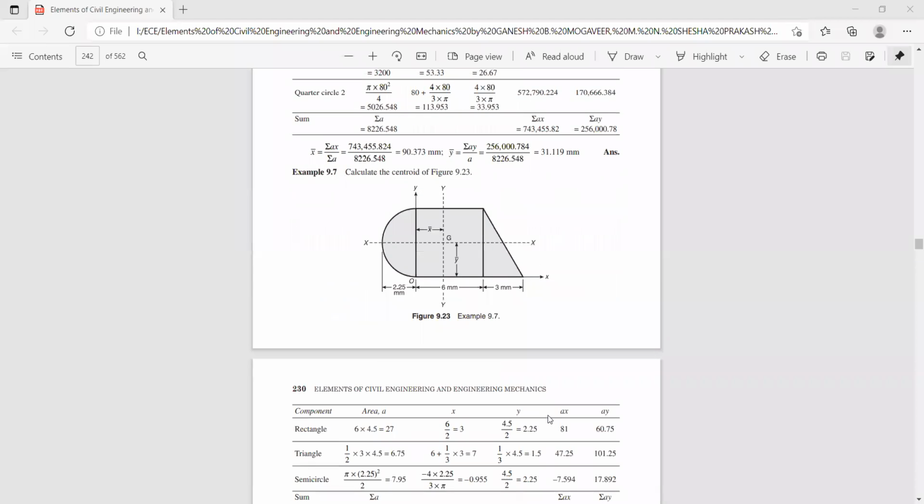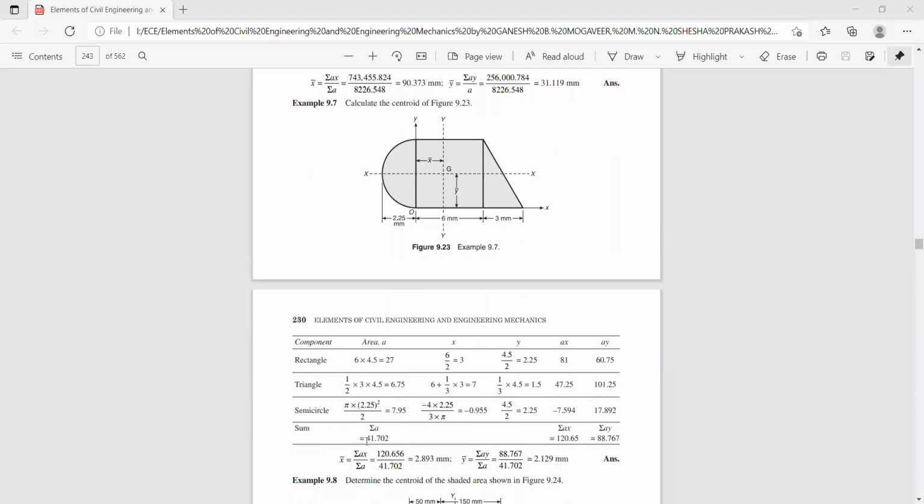Now here, always go with the basics. Rectangle: first calculate the area of this rectangle. Let us consider this as 1. The area of the rectangle is 6 into 4.5, since this diameter is 4.5. The value of x1 is half of this, that is 3, from this point to this point. Now y1 is nothing but this height, 4.5 divided by 2, that is nothing but the radius of the semicircle. You got the values of x1 and y1 for the rectangle, and also the area I have calculated.